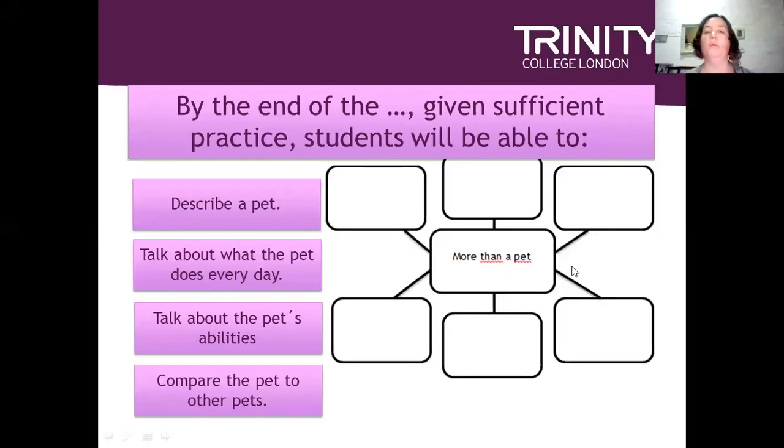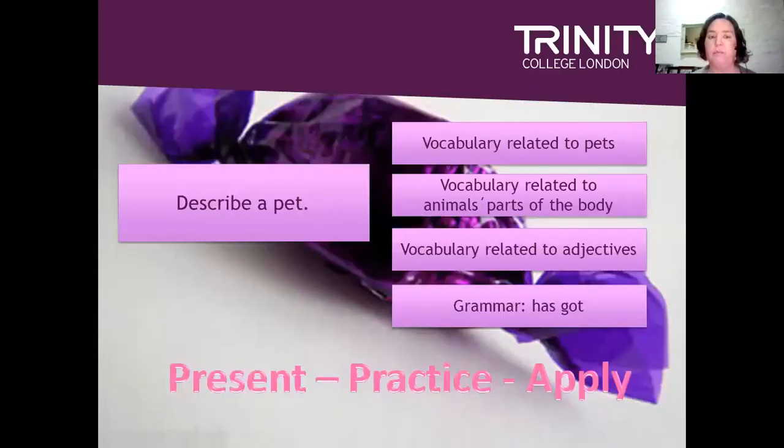So we were talking about the importance of working with global communicative objectives. There was an example here with expecting our students by the end of a lesson to discuss why their pet is more than a pet to them. So we unwrapped this global communicative objective, and we've got describing a pet, talking about what the pet does every day, talk about the pet's abilities, and compare that pet to other pets.